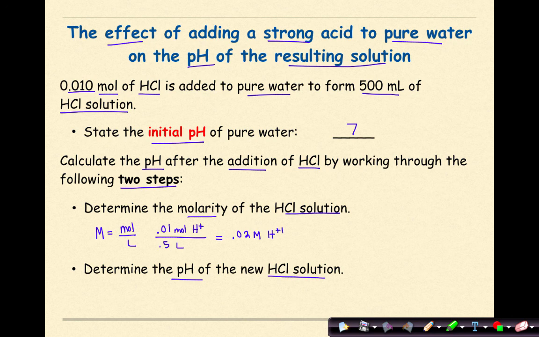We can use that number now to determine the pH of the new HCl solution. So pH is equal to the negative log of the hydrogen ion concentration. So we'll plug in our numbers. So negative log of 0.02. And if we work that out, we get a pH of 1.69. So let's keep that in mind as we move on.